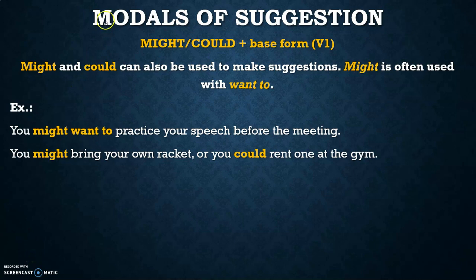The third group of modals in part 2 is modals of suggestion. We will talk about might and could. They are used to make suggestions. Might is often used with want to. You might want to practice your speech before a meeting. You might bring your own racket, or you could rent one at the gym. In both of these sentences, the modals are giving suggestions about what to do. Remember that we use the base form of the verb after might and could.